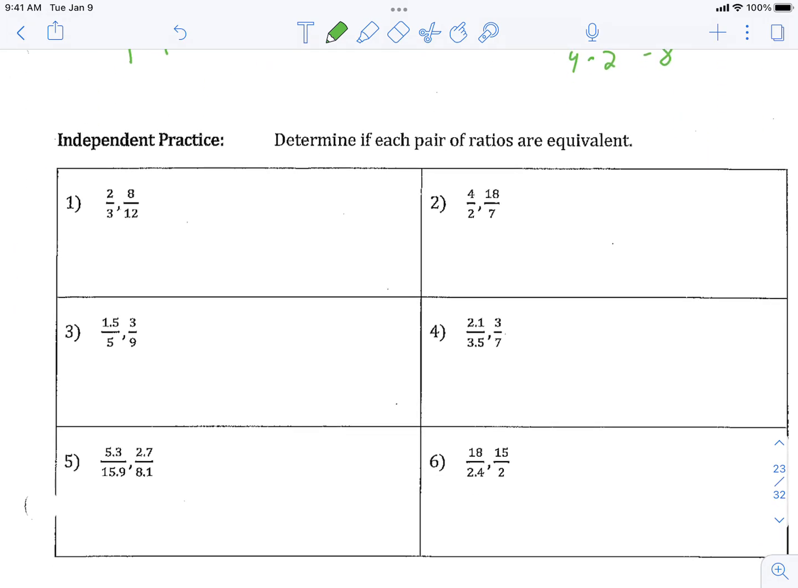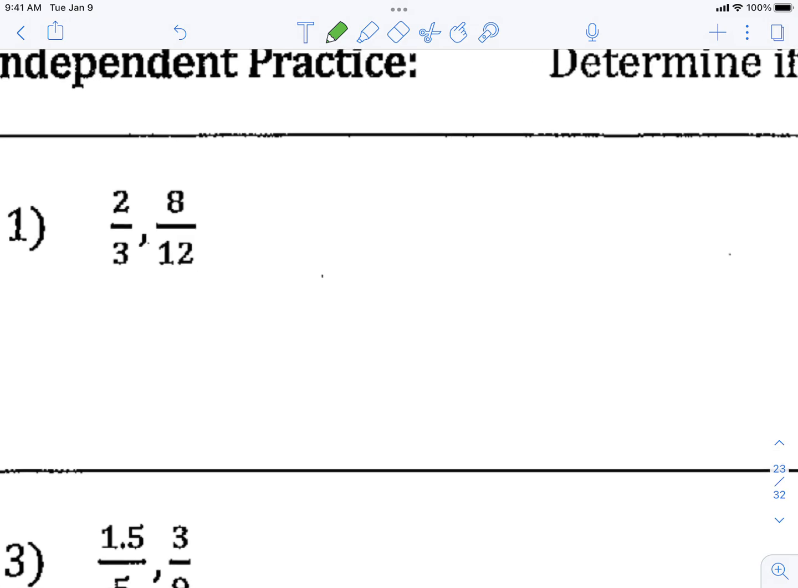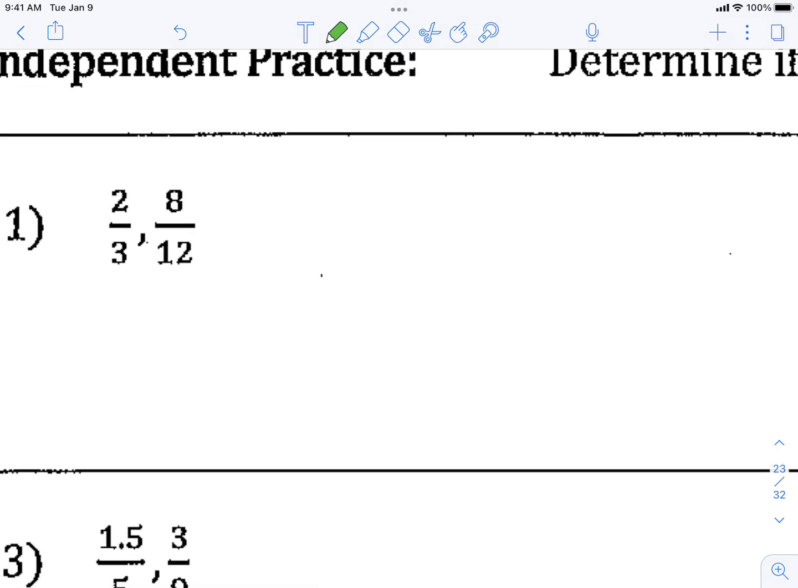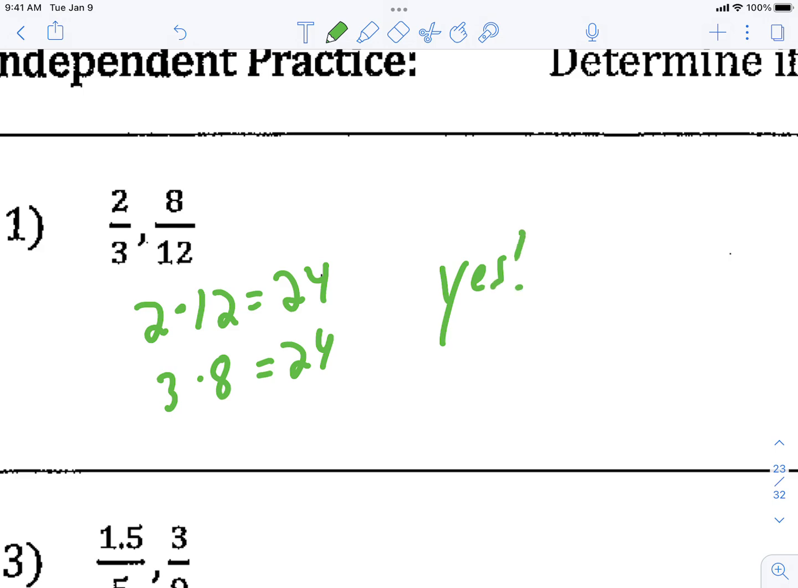At the bottom here, it's just practicing cross multiplying. I'll just do two more for you so you can see what to do. In number 1 here, I'm cross multiplying. I'm doing 2 times 12, which is 24. And I'm doing 3 times 8, which is 24. They are equal. They do form a proportion.